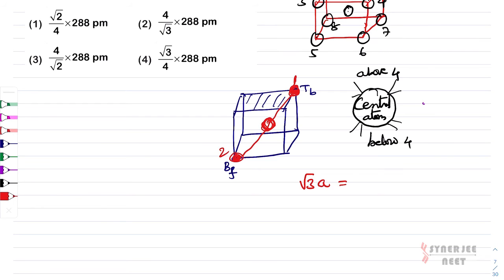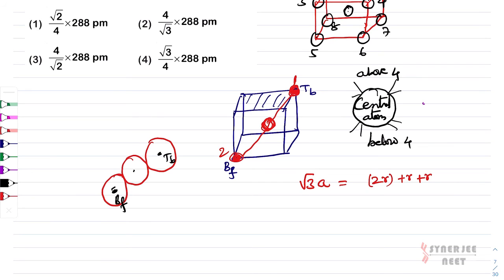Therefore, the total length can be written as 2r, the diameter of the central atom, and r, the radius of the upper atom, and r, the radius of the lower atom. So the total length, when the spheres are in contact like this, is the BF point, and this is the TB point, and this is the central atom.